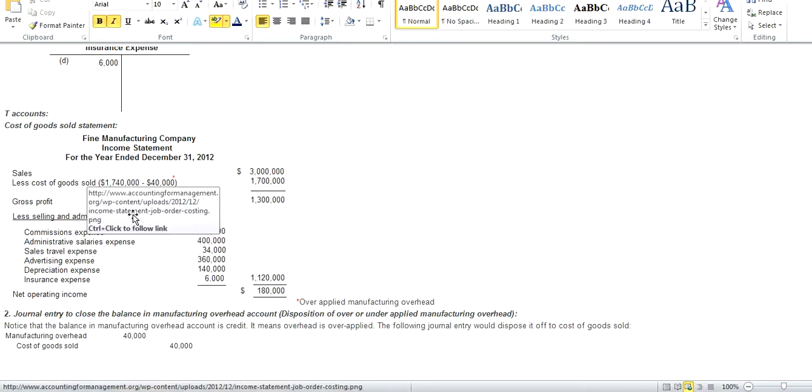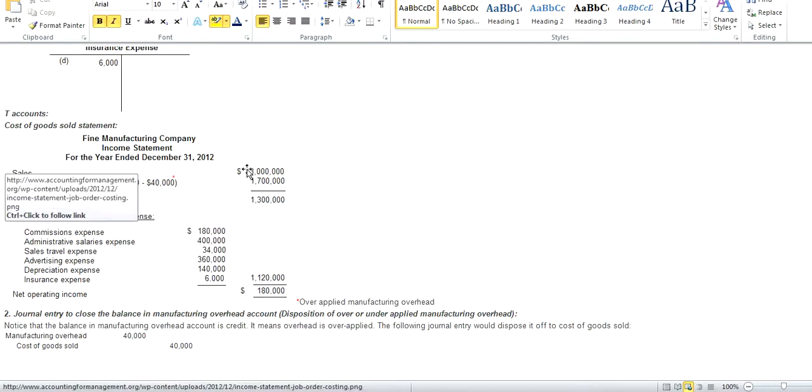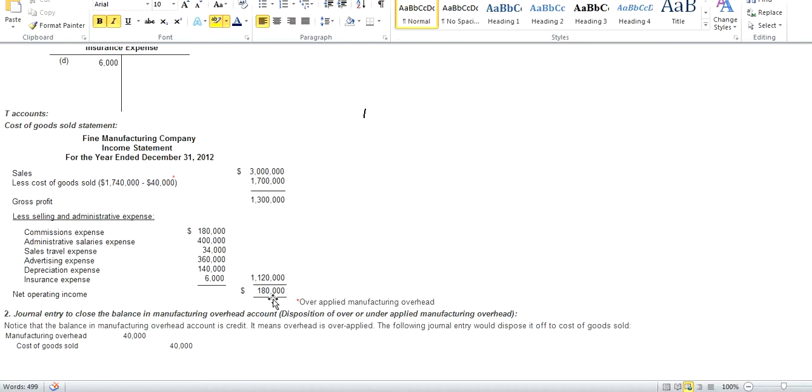And then we list, okay, standard expenses. We list them all. They relate to the items noted above. And our net operating income becomes $180,000. And then the journal entry again to close out the balance in the manufacturing overhead account is the debit to manufacturing overhead and a credit to cost of goods sold.